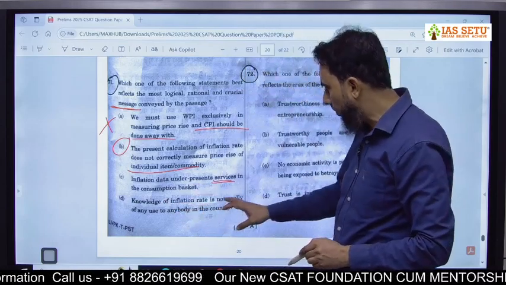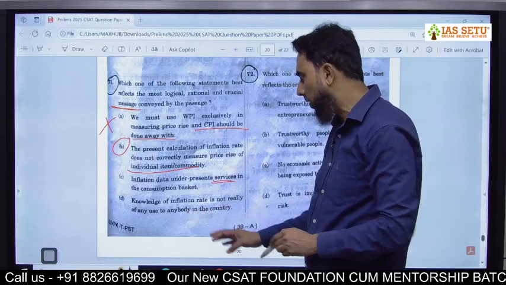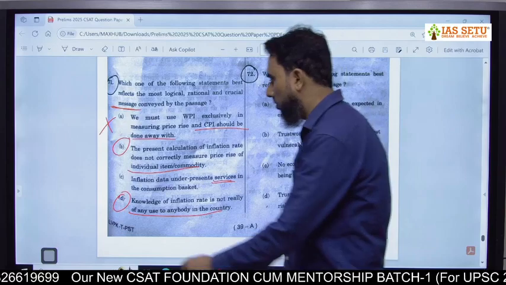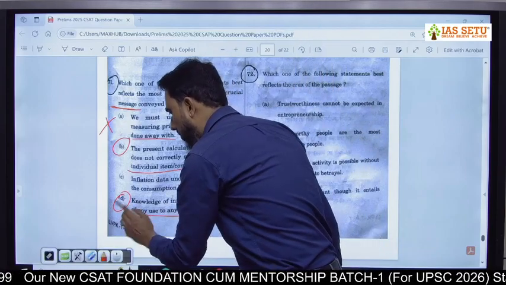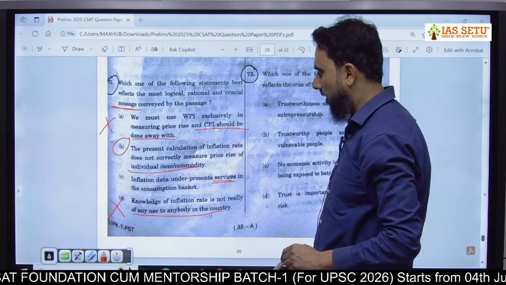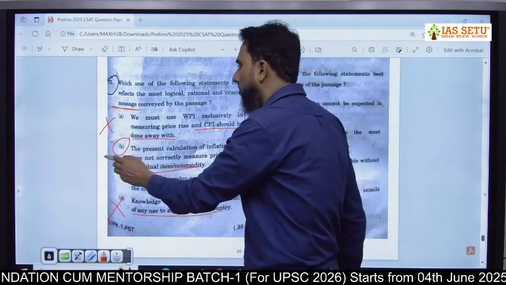And D, knowledge of inflation rate is not really of any use to anybody in the country. Again, a very weak option. Nowhere it is given. Rather, I should put a cross here. It's not of any use. The author has not commented on that. So the best option should be option B.